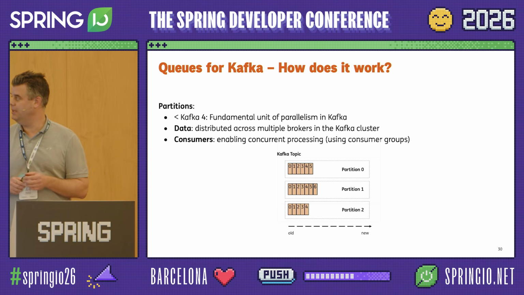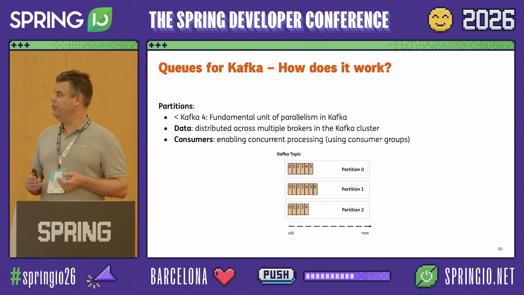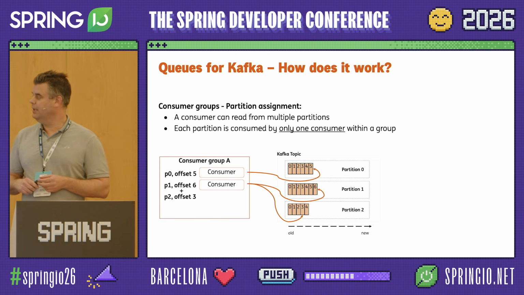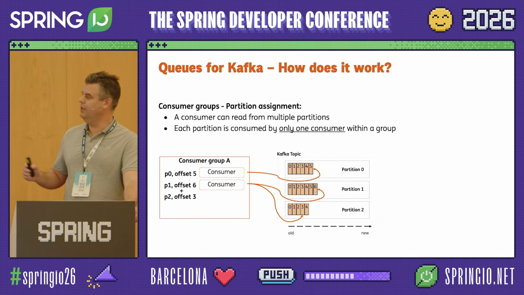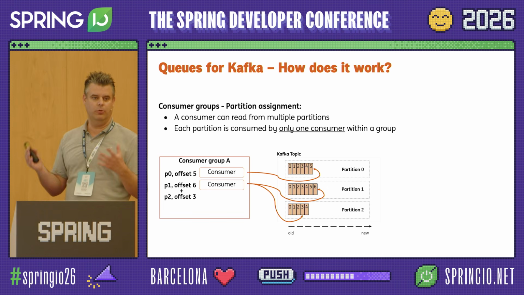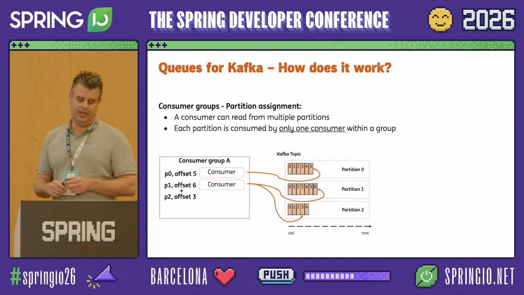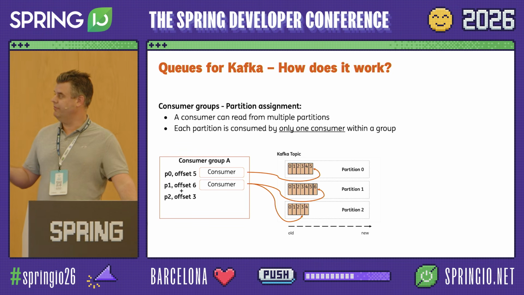In the middle, you see a Kafka topic. It consists of 3 partitions. And by default, from the beginning of Kafka, every partition can only be assigned to exactly one consumer in the consumer group. So the consumer group is a group that works together to consume all the events or messages from the Kafka topic. And this is your fundamental scaling in Kafka.